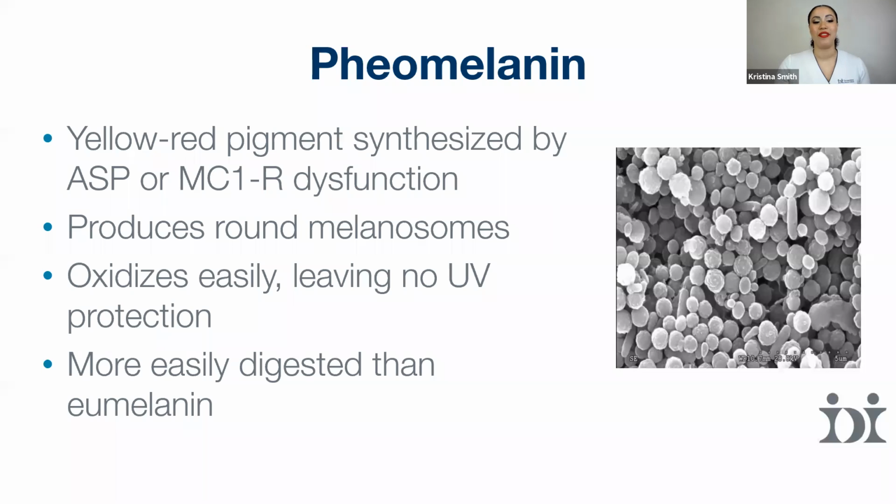Now, another key thing to note about pheomelanin is that it's much more easily digested than eumelanin. And what we mean by that is if you're using products that help to brighten the skin, pheomelanin can actually brighten more quickly than eumelanin because it's more easily digested. So this is one of the reasons why if you're treating hyperpigmentation in a Fitzpatrick 4, 5, or 6, it might take a little longer. It's going to be a little more difficult because it's more difficult to degrade melanin that already exists in the skin, and it doesn't respond as quickly to some of the ingredients that we use.